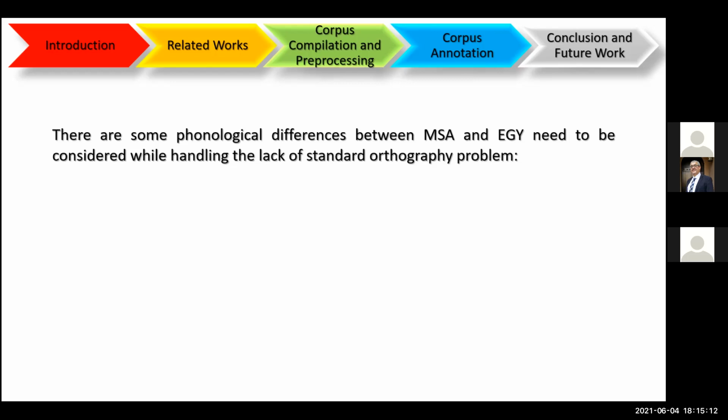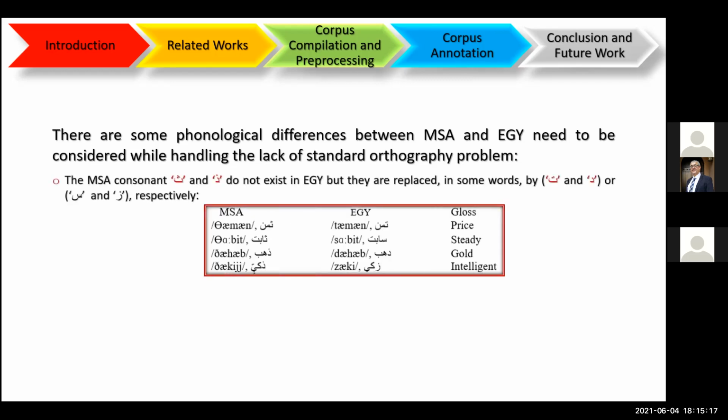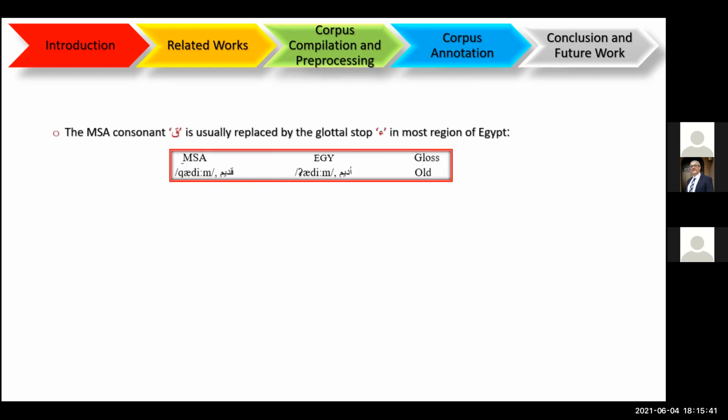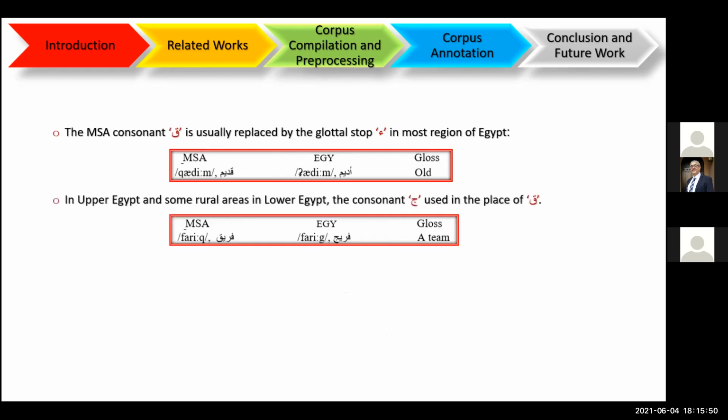So we decided a lot of decisions depending on these phonological features, such as tha, which is not found in EG or not pronounced in EG, but replaced by ta or sa or da, and the consonant the, which may be pronounced as da or za. In addition, the consonant qa is usually replaced by a glottal stop in most regions of Egypt, as in the word adim, but in Upper Egypt it's pronounced as gadim.